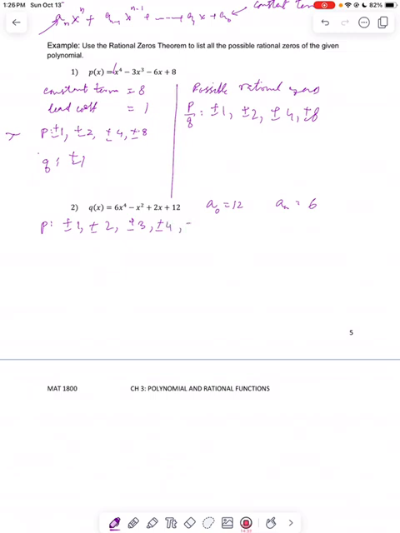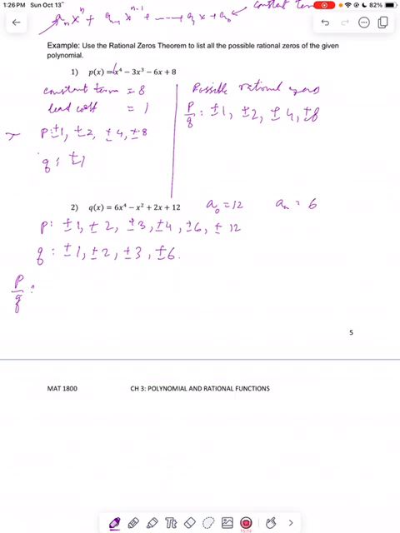What about q? This will be the factors of 6, which are plus minus 1, plus minus 2, plus minus 3, and then plus minus 6. So now the possible values of p over q: we have to take all these values for p and then divide them by the values of q. And if any number is repeated, we won't rewrite it.